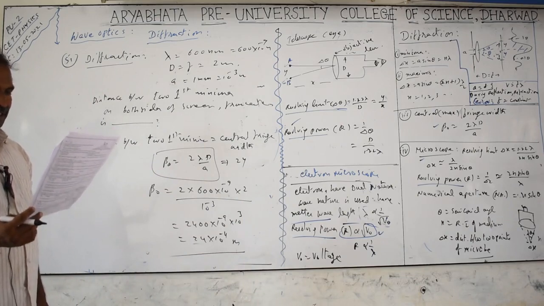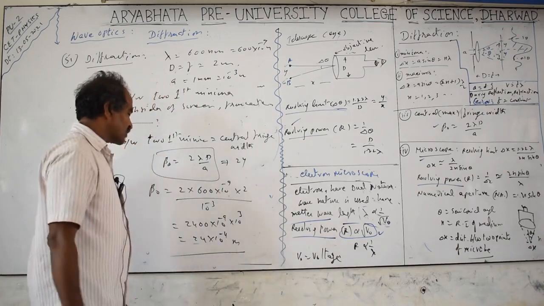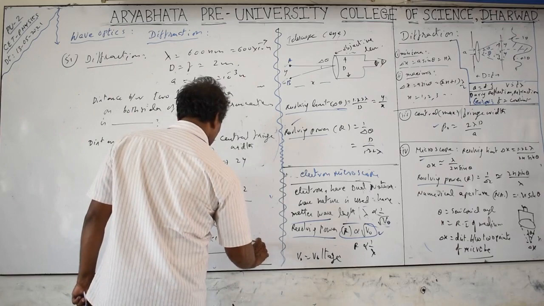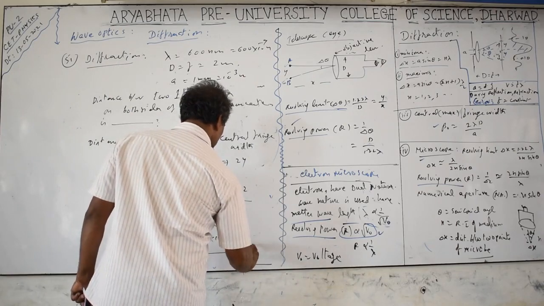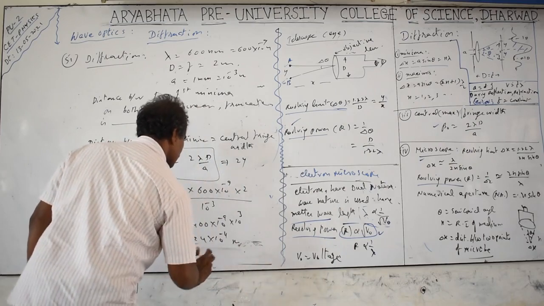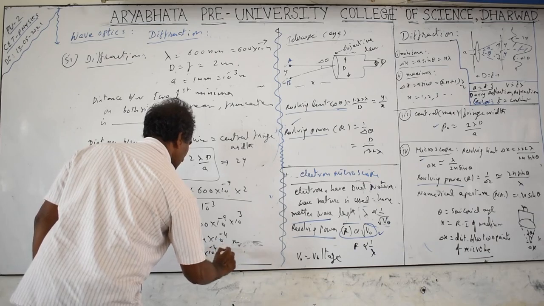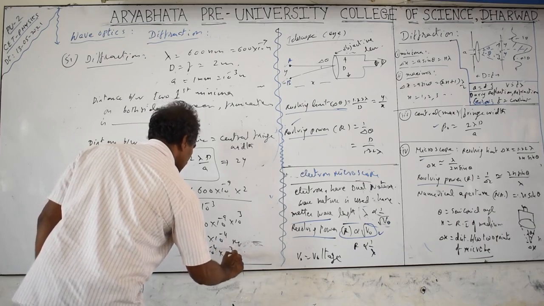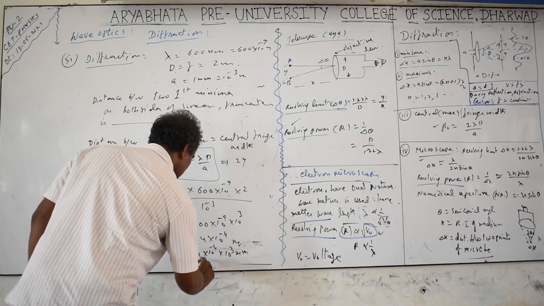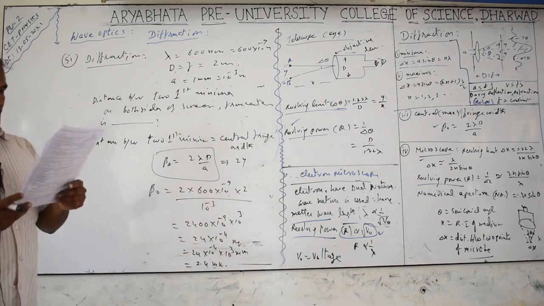The answer is to be given in millimeters, so convert from meters. 1 meter equals 1000 millimeters. So 24 into 10 to the power of minus 4 meters, with 1 meter equal to 10 to the power of 3 millimeters, which is 2.4 millimeters. That is the central fringe width.